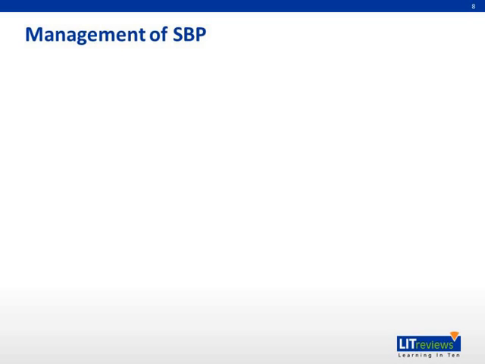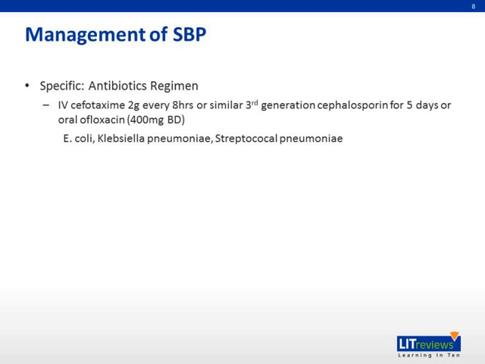In the management of spontaneous bacterial peritonitis, the recommended antibiotic regimen for treatment of SBP is IV cefoxitin 2 grams every 8 hours or a similar third-generation cephalosporin for 5 days, or oral ofloxacin 400 mg twice daily for 5 days. This regimen will cover the following organisms commonly known to cause SBP: E. coli, Klebsiella pneumoniae, and Streptococcus pneumoniae.